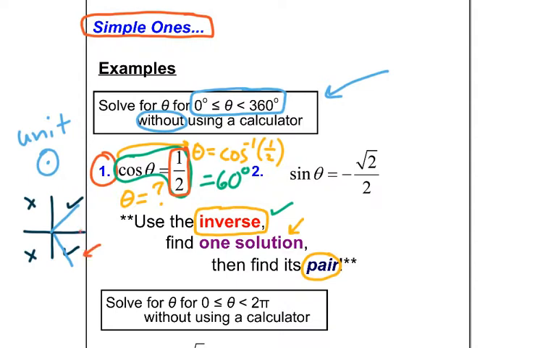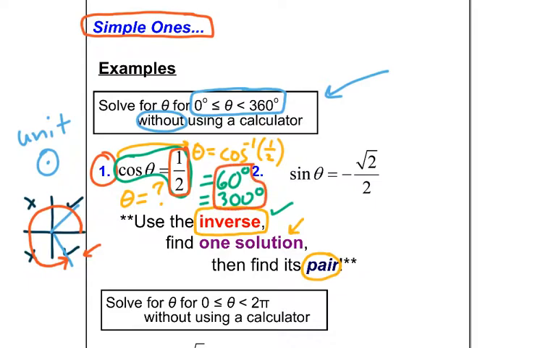You think from 0, what is that angle right there? Did you figure it out? If you said it was 300 degrees, you got it. So the final answer for number 1, 60 degrees and 300 degrees.